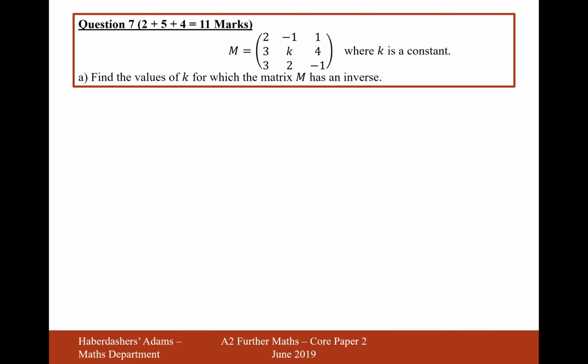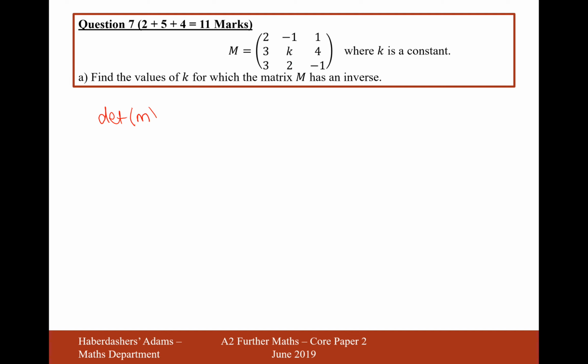Here we're looking at question 7. Find the values of k for which the matrix has an inverse. So that means it's not going to have an inverse for one certain value of k for which the determinant will equal 0, but we just need to find the values, and it's not going to be that value.